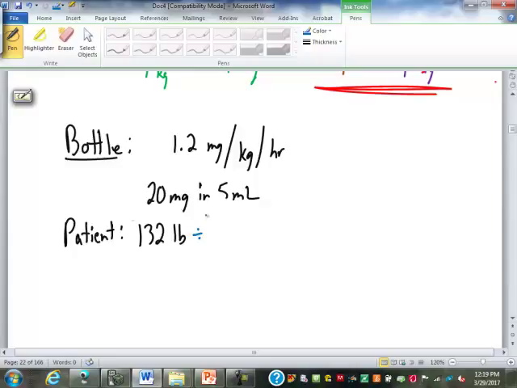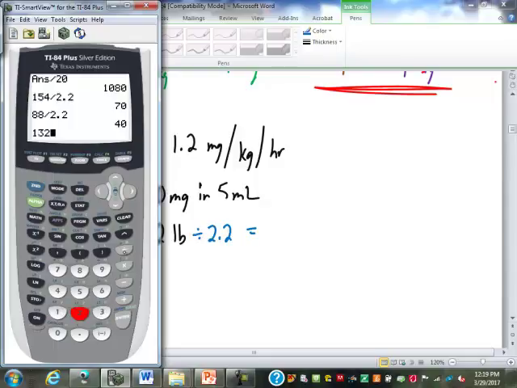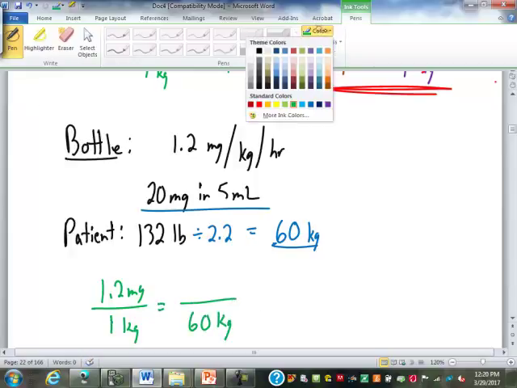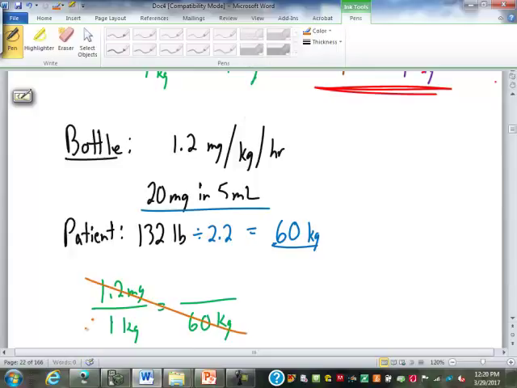So again, I'm going to start out with that 132 pounds and divide by 2.2. Should give us 60 kilograms. So our patient's 60 kilograms. I could use the proportion to find out how many milligrams of medication here. And then I would have to take that amount and convert it with this equivalency here. So let's go ahead and do that. 1.2 milligrams per 1 kilogram. How much is that for 60 kilograms? If I cross multiply and divide, 1.2 times 60 divided by 1, it is 72 milligrams.